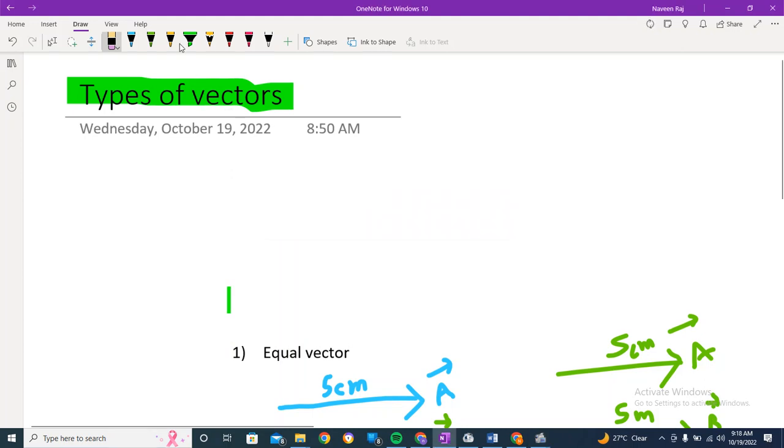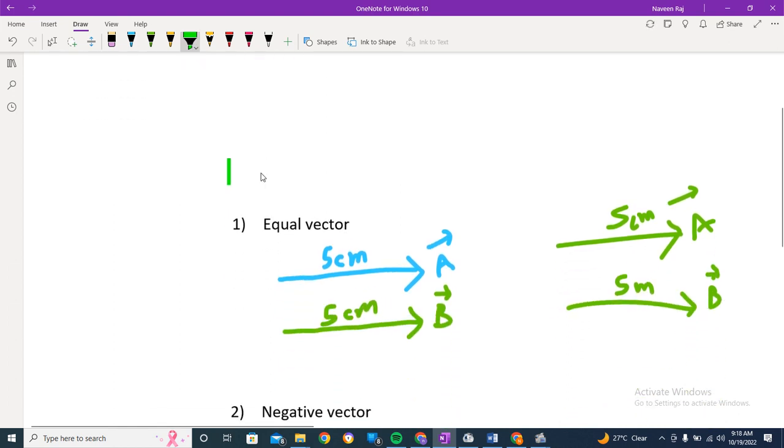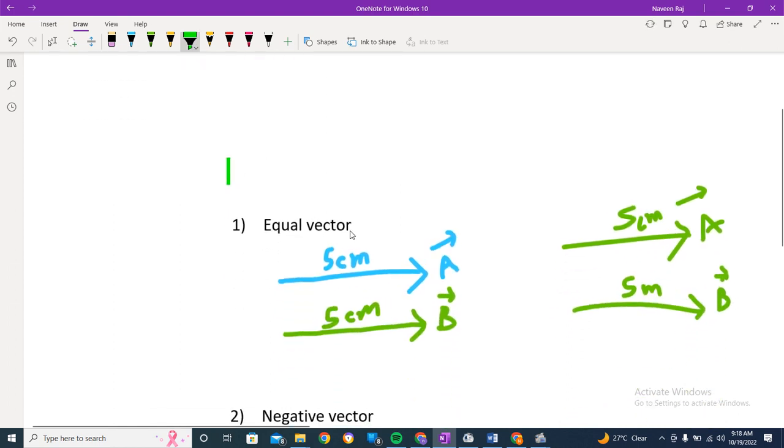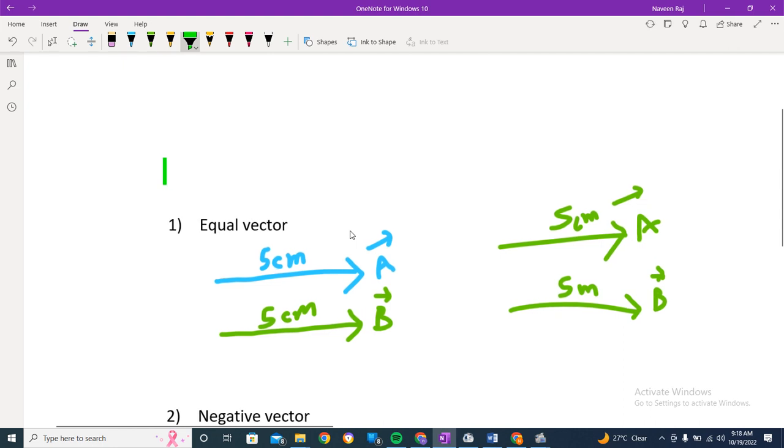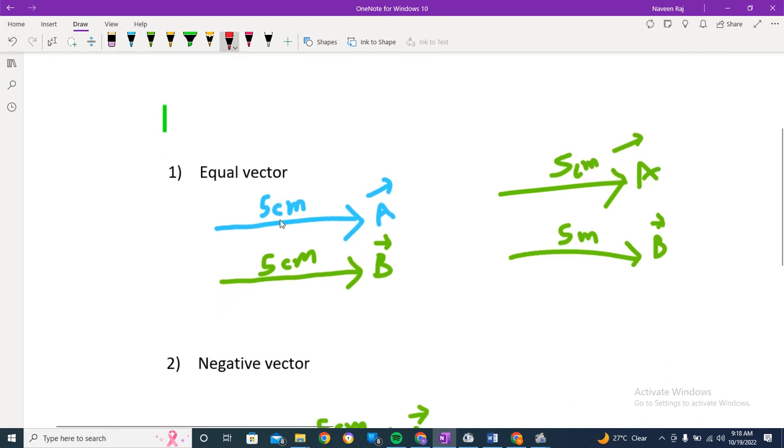And in today's video we're looking into the types of vectors, starting with the very basic one, the equal vector, the first type. We'll understand this with an example. Here we have taken a 5 centimeter vector A and a 5 centimeter vector B, and we've got the same units and the same direction. This sort of vector is called an equal vector, where the magnitude, the direction, and the unit are the same.